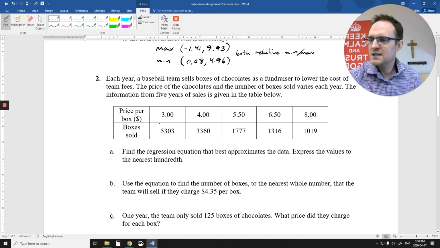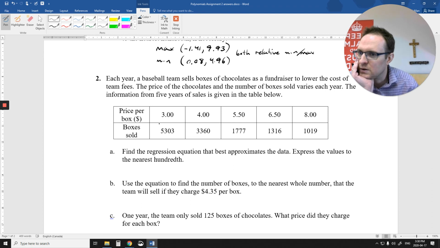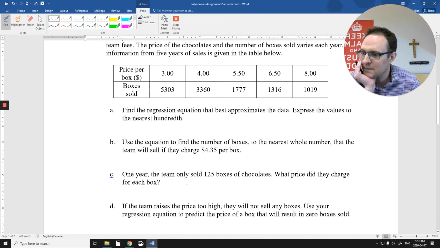Each year, a basketball team sells boxes of chocolates as a fundraiser to lower the cost of team fees. So we're going to try to analyze which regression is the best. We're going to use the equation, or I might as well just use the graph. To the nearest whole number, how many will the team have to sell if they charge $4.35 for a box? In 1 year, the team only sold a certain amount of boxes. What price did they charge? That's not on here. Oh man, they didn't sell that many at all.